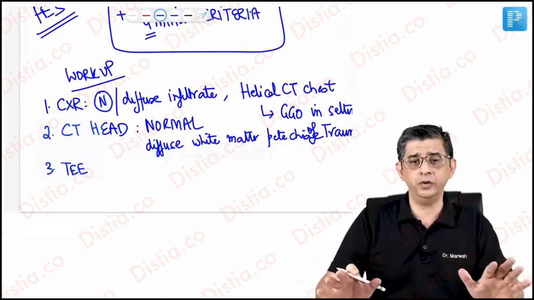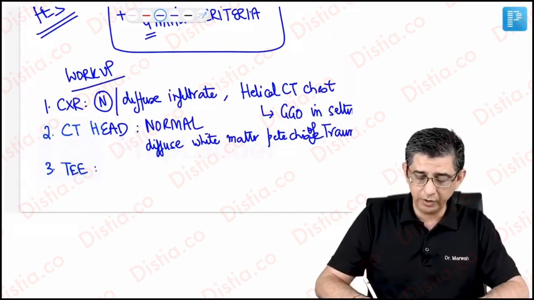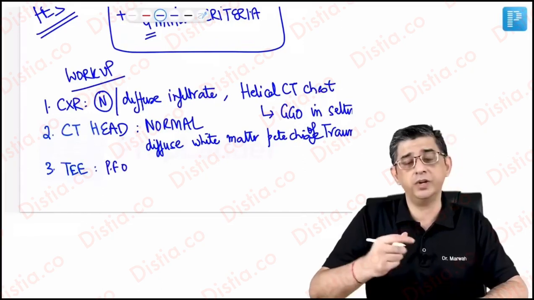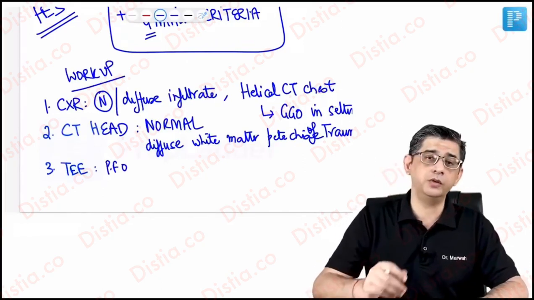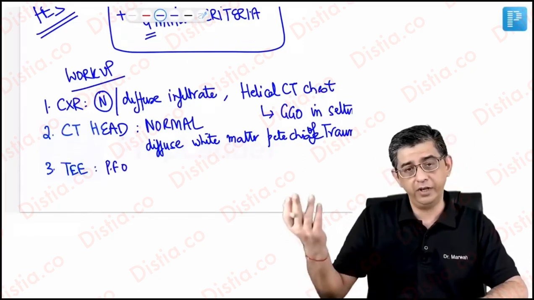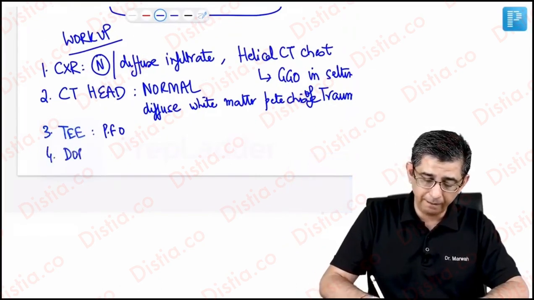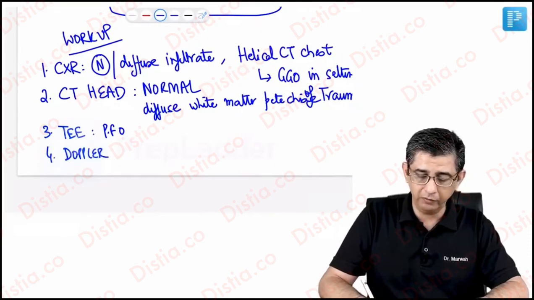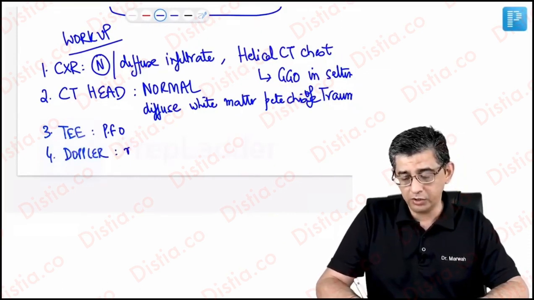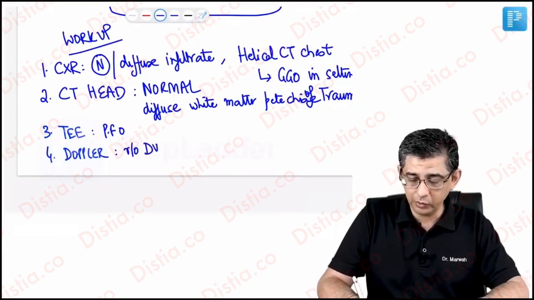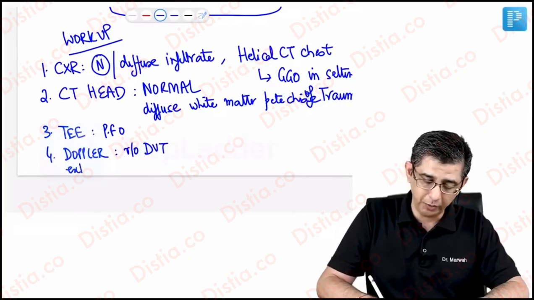So I'm talking about the ideal scenario, because you need to demonstrate the presence of a patent foramen ovale, which can explain the movement of the fat globules from the right side of the heart to the left side and then into the systemic circulation. Doppler must be done. Doppler anyway would be available. Why I want to do a Doppler is because I want to rule out deep vein thrombosis. So I'm talking about Doppler of the extremities.